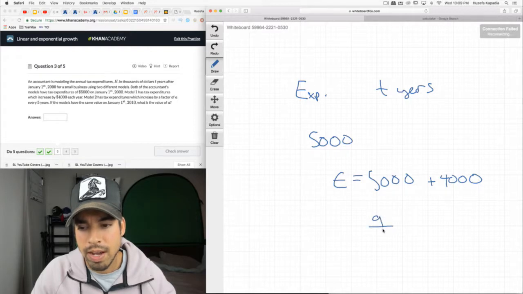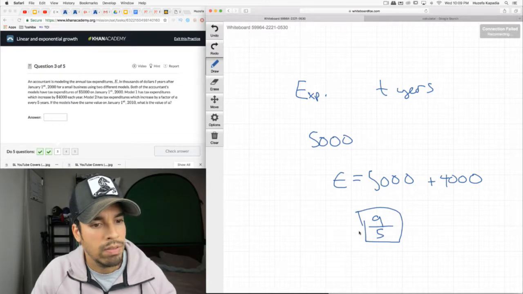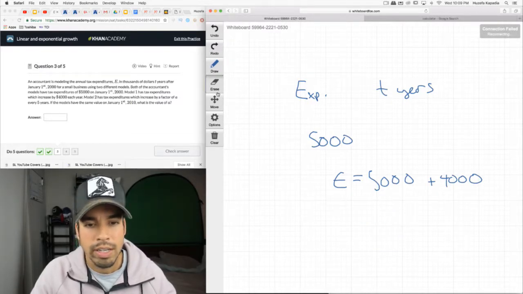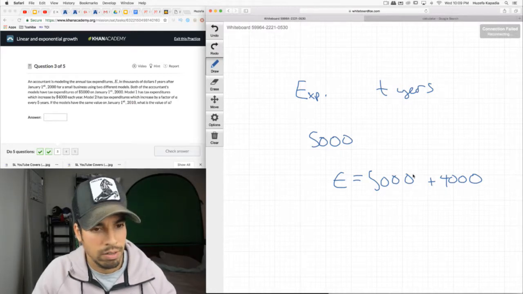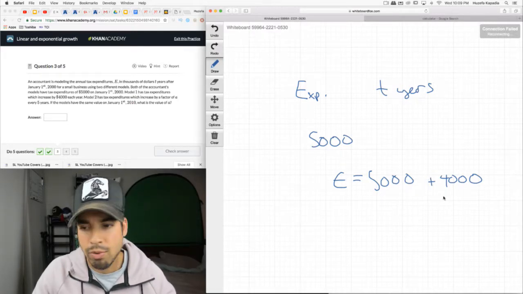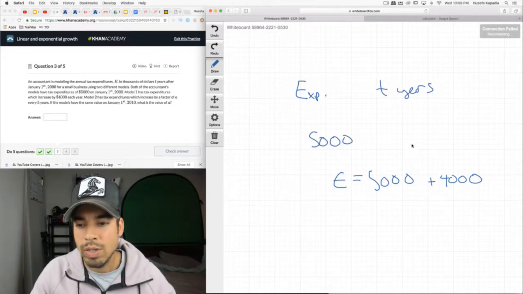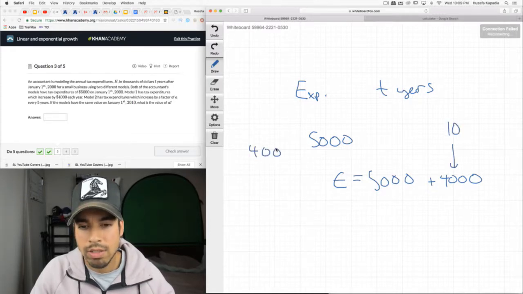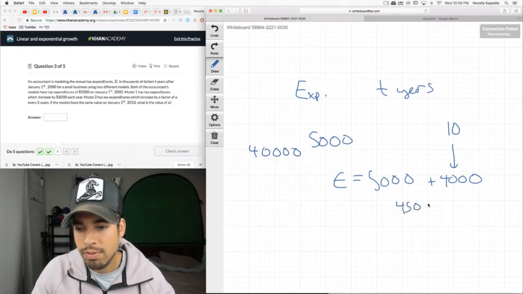So A over 5, I guess. If the models have the same value on January 1st, 2010, okay, let's forget that. Basically, on January 2010, what's the value of A? Well, every year, the first model goes up by 4,000. So in 2010, that is 10 years, so it's gone up 10 times 4,000, which is 40,000. So tax expenditures by one model would be 45,000.